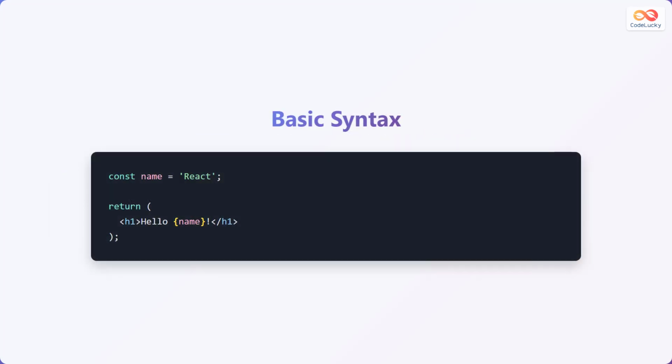Here's the basic syntax for using JSX expressions. First, we declare a constant variable named name and assign it a value of React. Inside the return statement within the h1 tag, we have hello followed by curly braces with the variable name inside. This will render hello React on the screen.